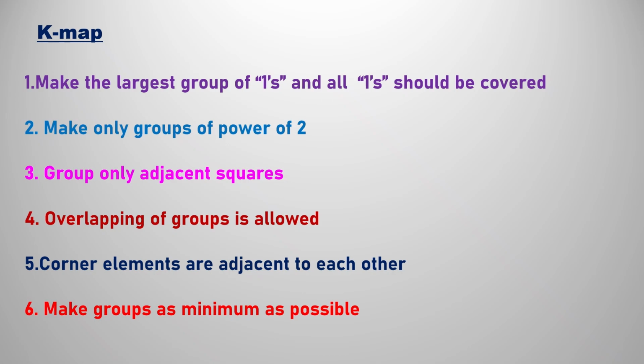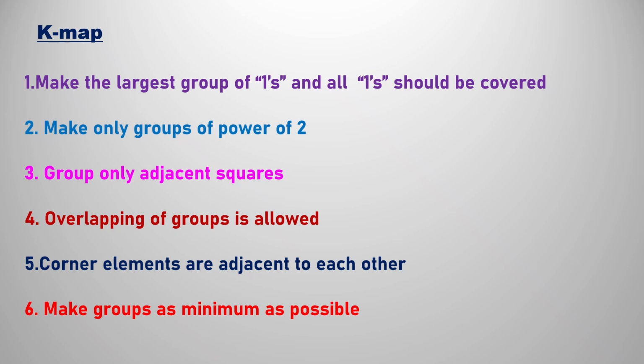Group only adjacent squares. We cannot group them diagonally. Overlapping of groups is allowed. Corner elements are adjacent to each other. This is an important thing where we might make mistakes in exams. Let's see all these examples so that you can understand these points. The last point is to make groups as few as possible. If you can do it with 4 groups instead of 5, take only 4 groups, because each group is represented as one min term. That's the important point.